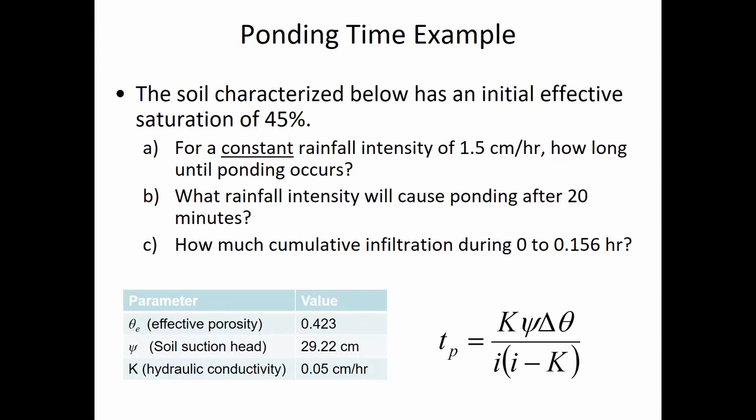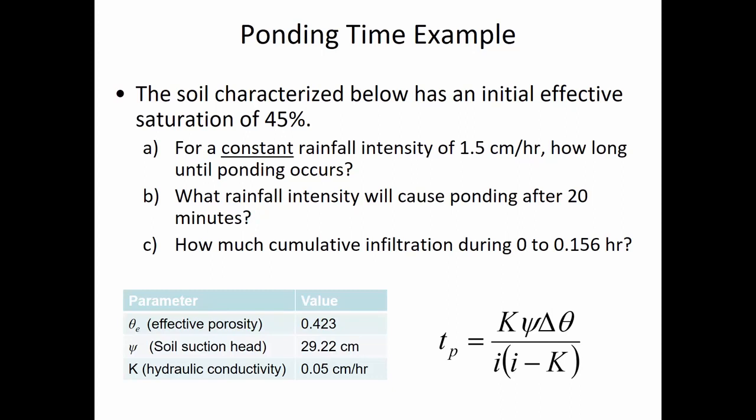So now, if we wanted to find out what rainfall intensity is going to cause ponding after a different amount of time, so in the first part we said 1.5 centimeters per hour. What if we don't know what the rainfall intensity is, but we know that we're talking about a T sub P of 20 minutes? So that is a third of an hour, 0.333 hours. Then I equals what in a situation like that?